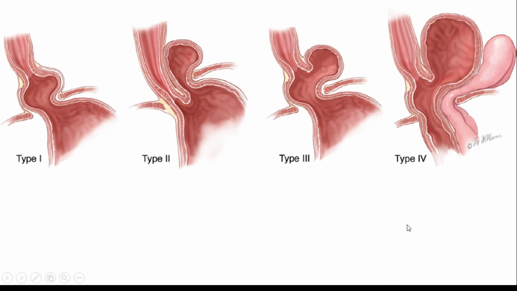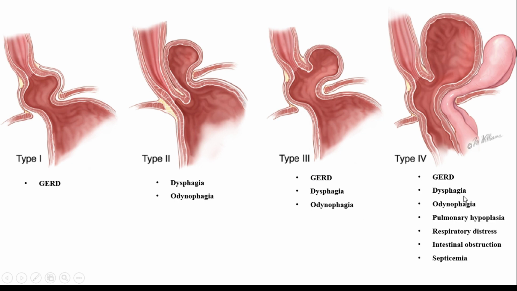So in summary, the complications: type 1, the patient will face the GERD. Type 2, there will be no GERD, there will be only dysphagia and odynophagia. Type 3, the patient will have GERD, then dysphagia and odynophagia. And in type 4, there will be GERD, dysphagia, then odynophagia, pulmonary hypoplasia, respiratory distress, and intestinal obstruction, septicemia. So that's all about the complications and things that I know about the hiatal hernia.